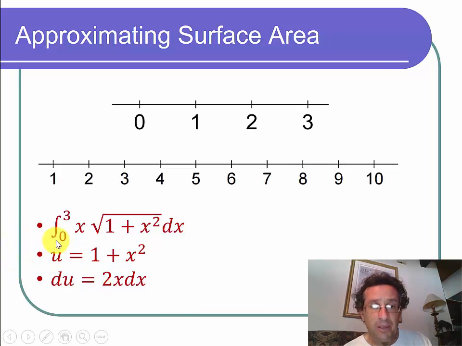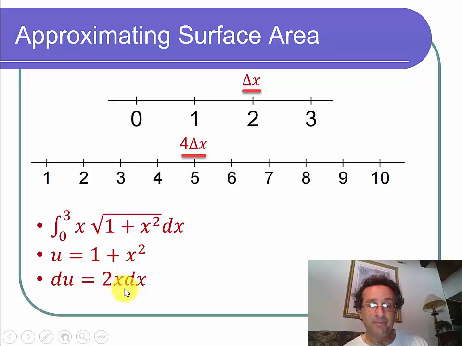What we have here, because the integral is going from 0 to 3, and u is 1 plus x squared, 1 plus 0 squared is 1, 1 plus 3 squared is 10, so we could say that the line segment from 0 to 3 gets mapped to the line segment from 1 to 10. But there's more to it than just that. The question is, how is it mapped? It turns out it is not uniformly stretched out. That's what the du is all about.